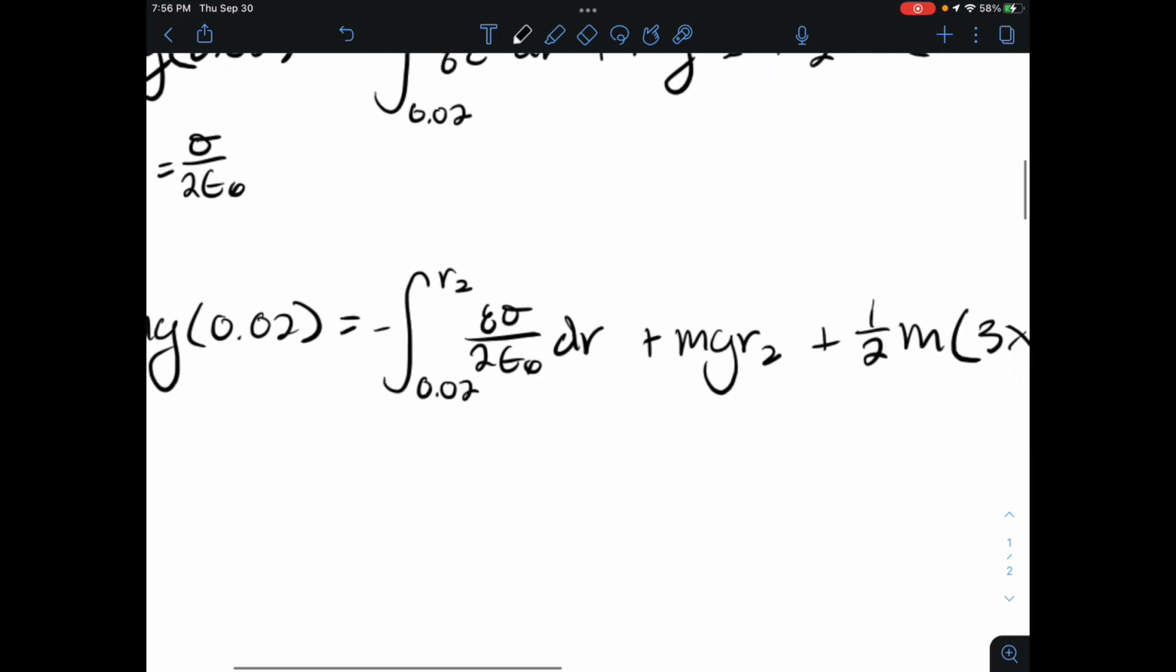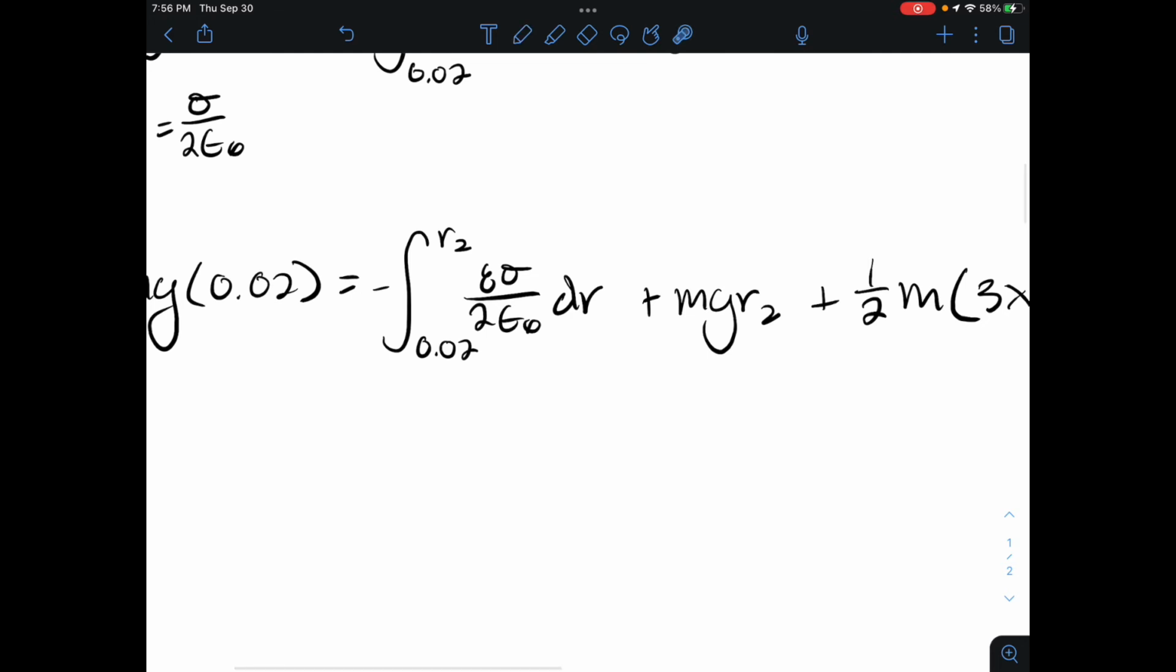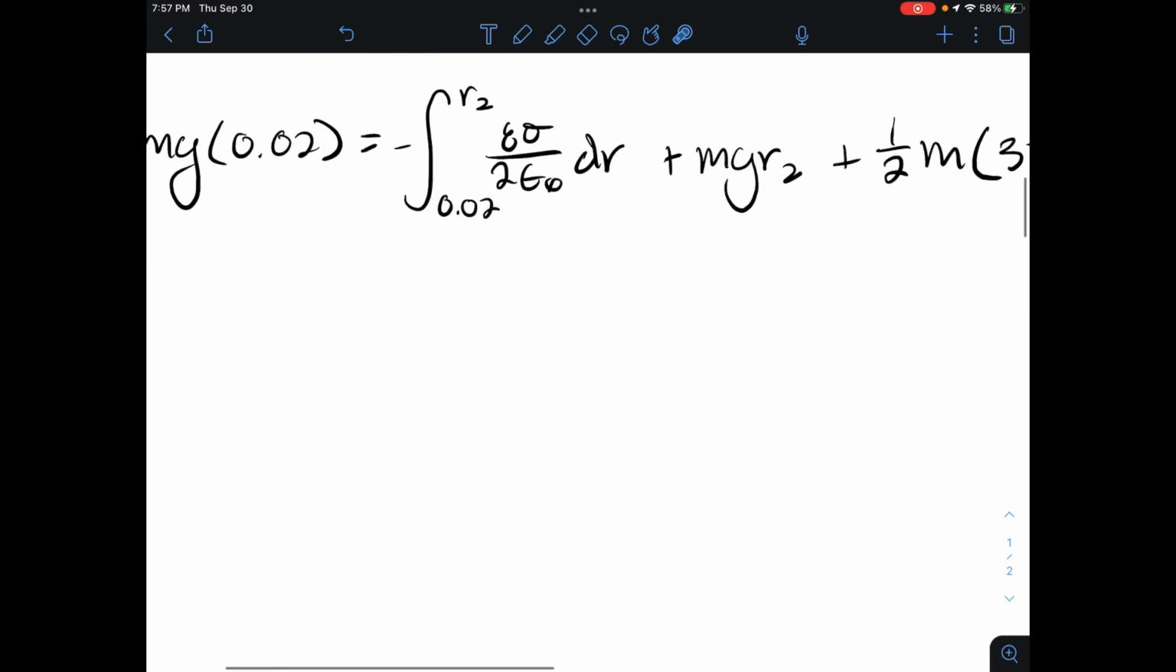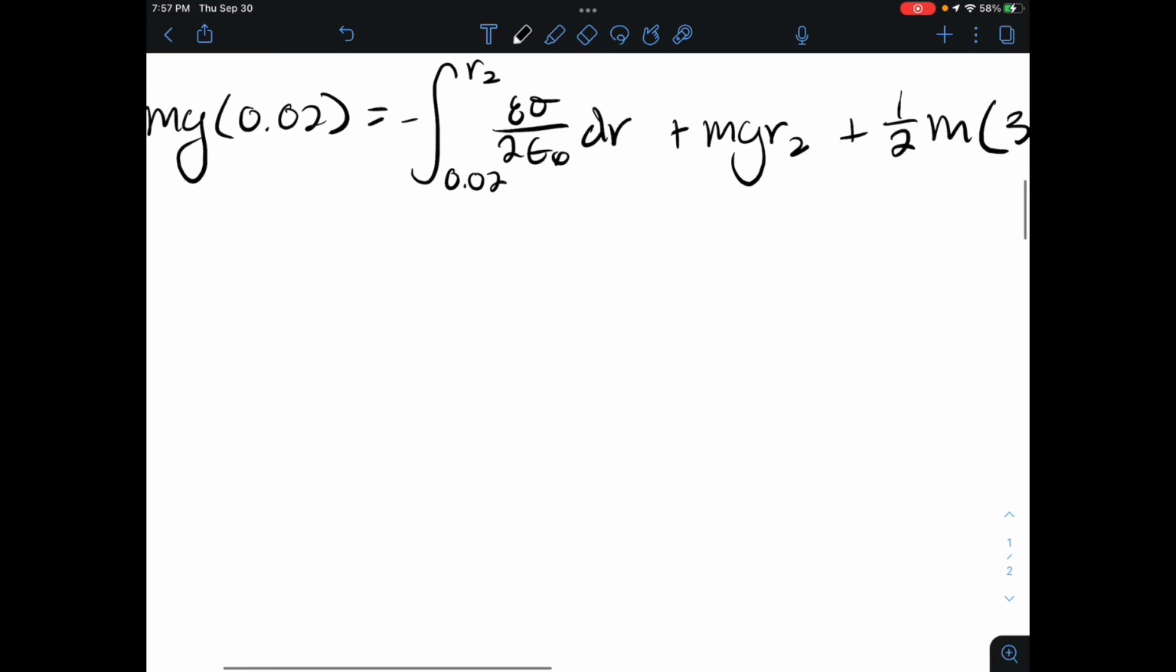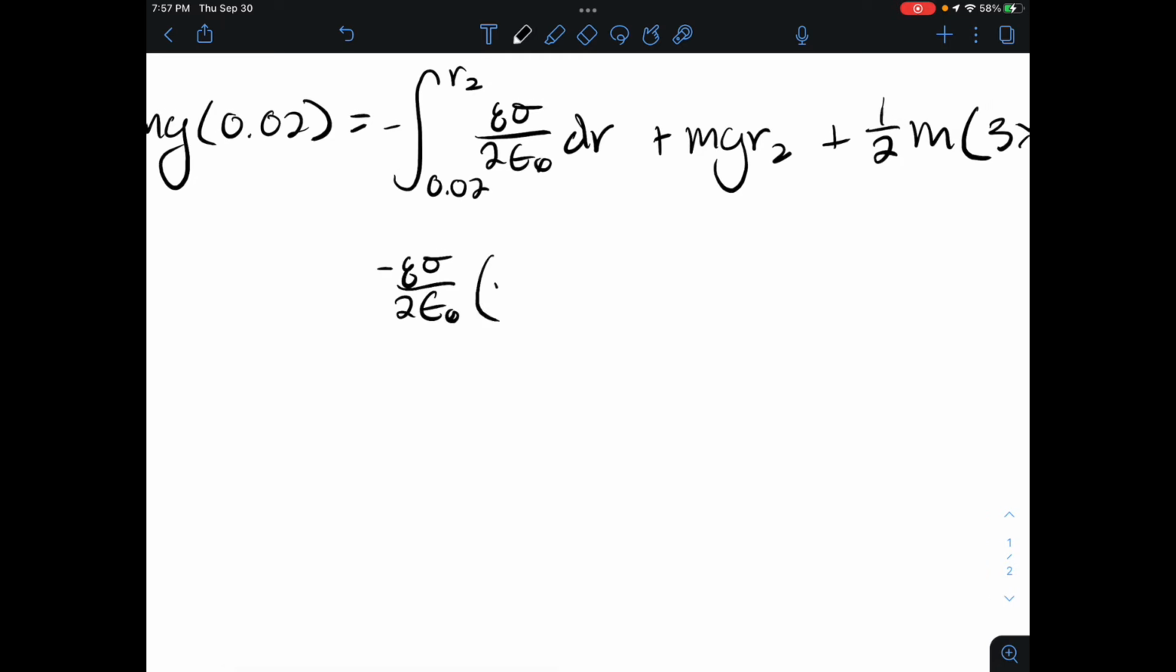Our next step is to actually take this integral. So all of this mess in here, our charge, our surface charge density, our 2 and our epsilon, those are all just constants. So we can pull that out, and if we're just taking the integral of dr, that's just going to be r. So what this integral is going to look like is just negative q sigma over 2 epsilon naught times r, with that r being evaluated between 0.02 and our R2.